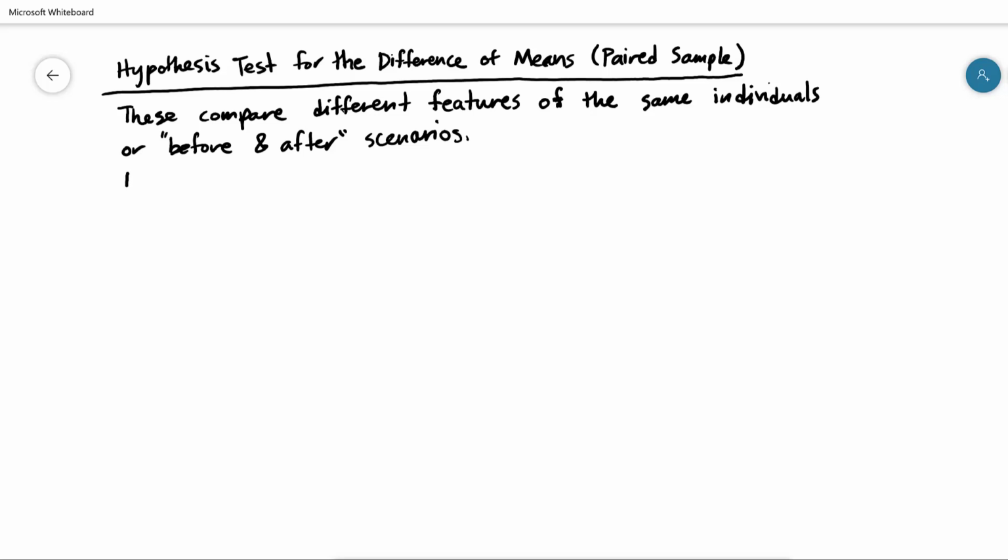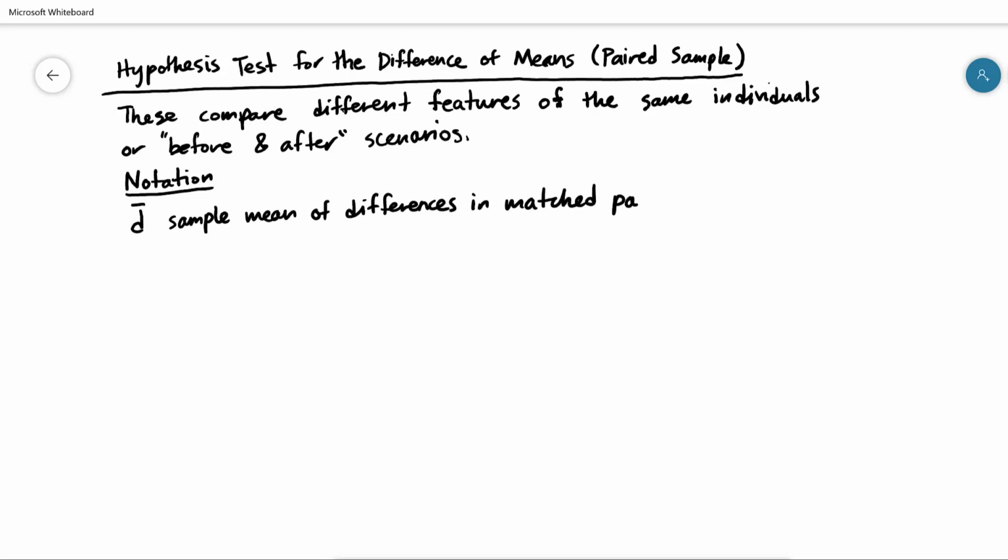So as before, to do these problems, we need a little bit of new notation. And the notation in this case is going to look a bit different. So let me write these down. The first thing we're going to look at is a D with a little bar over it. And this is the sample mean of the differences in all of our matched pairs.